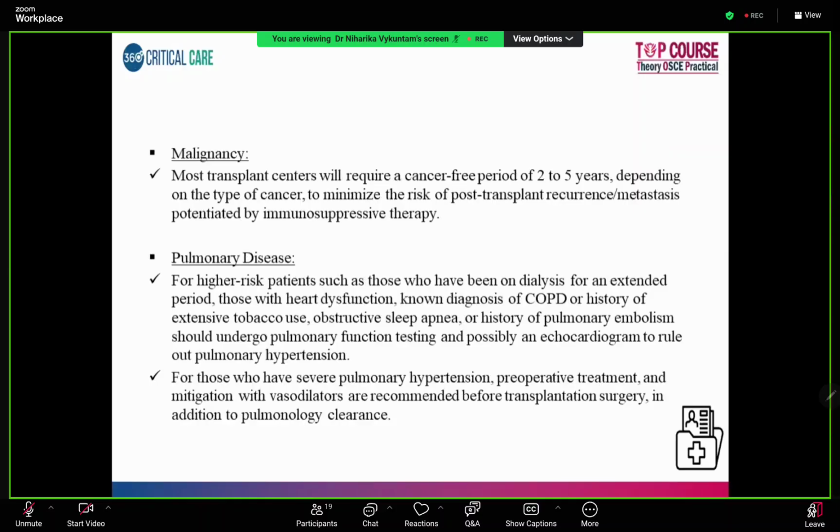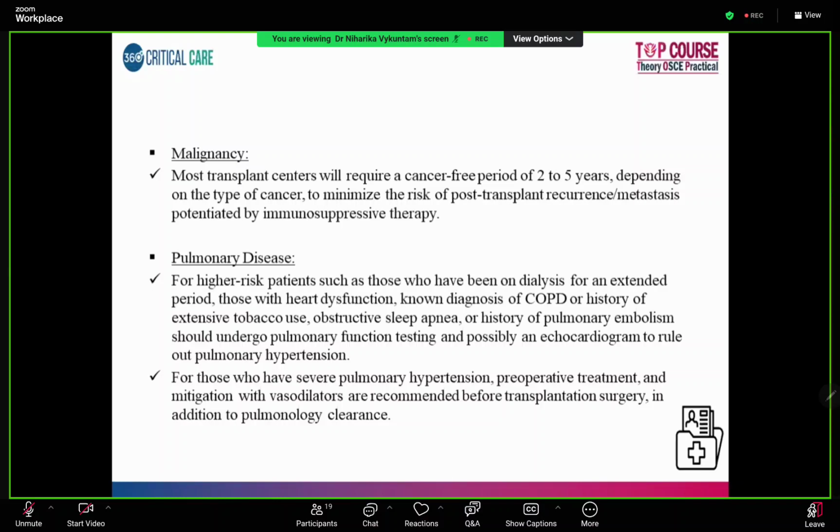Now, suppose the patient has malignancy, as we told, active malignancy is a contraindication. Otherwise, if the patient has a history of malignancy and has been cured and has a cancer-free period of around 2 to 5 years, then the patient can be a transplant candidate. Okay. So coming to the pulmonary diseases.